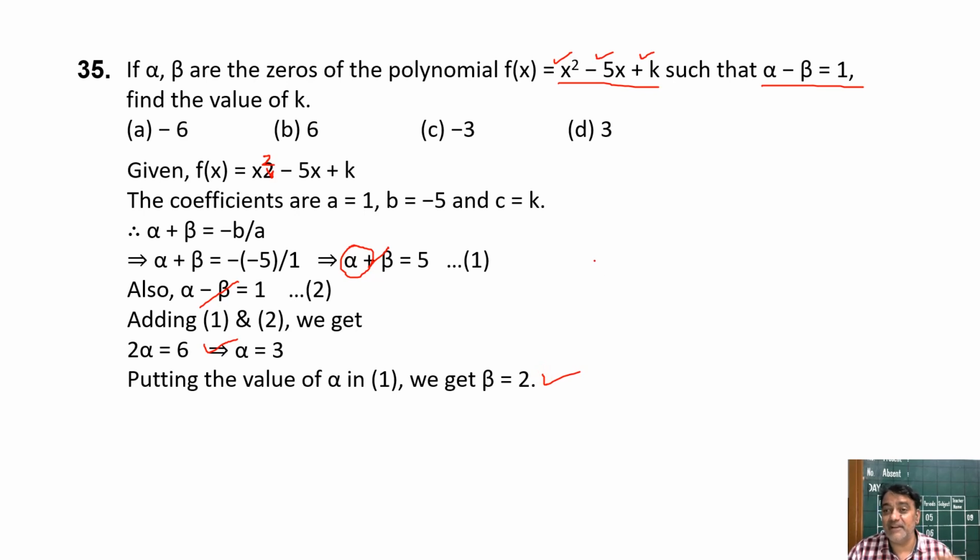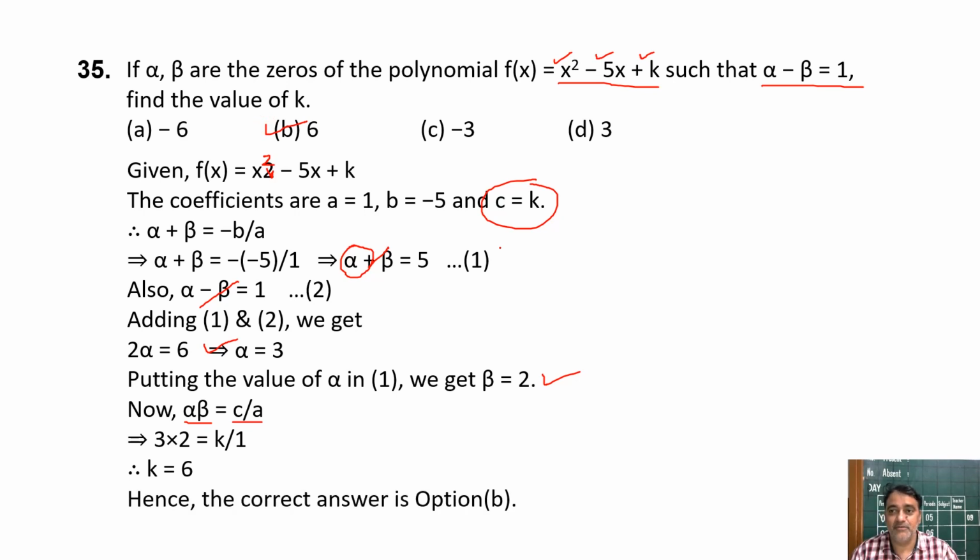Now we have to find the k value, and k is c. So we are going to use the product of zeros formula. What is the formula of product of zeros? C by A. Very good. So alpha beta is equal to c by a. So alpha beta means 3 into 2, and this is k by 1. So what is the value of k? 6. Which option is the correct one? Option B. Right. Very good. So very good question.